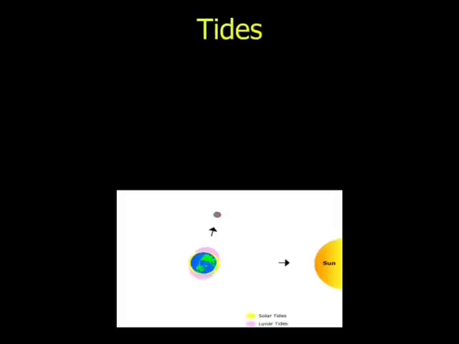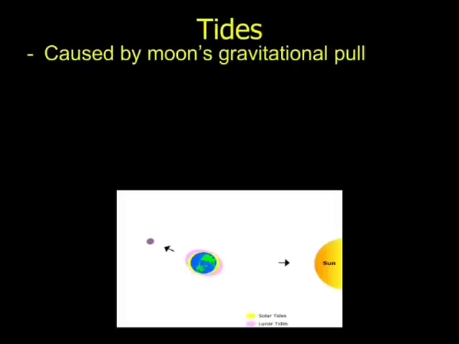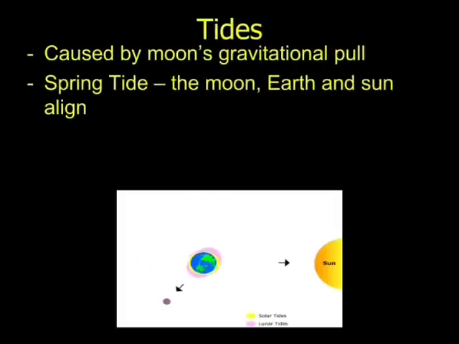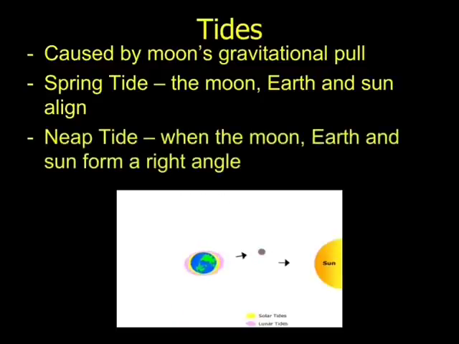Next, tides. Tides are caused by the Moon's gravitational pull. There are two types of tides. Spring tides, when the Moon, Earth, and Sun align, and neap tides, when the Moon, Earth, and Sun form a right angle. I think that's all from me.